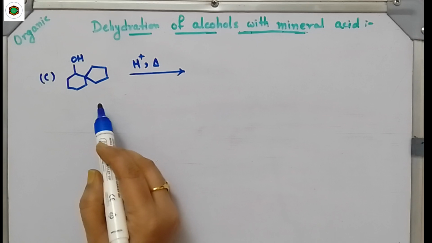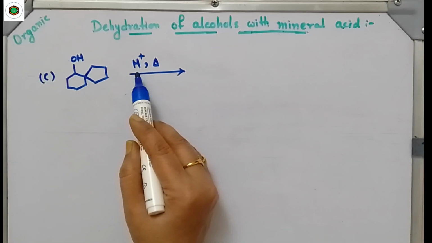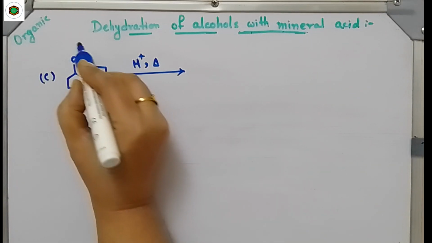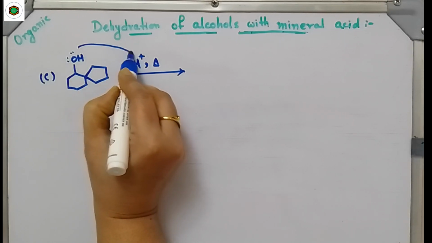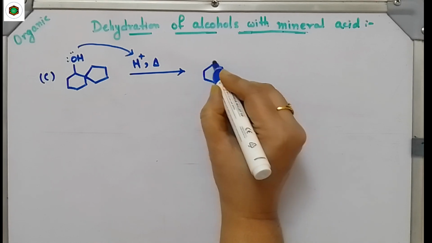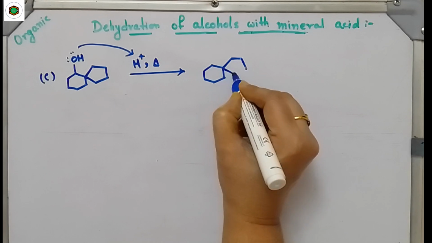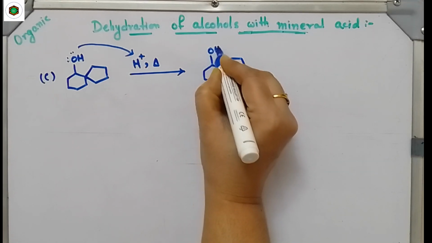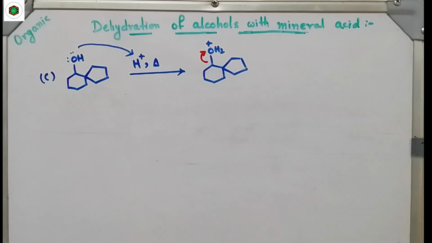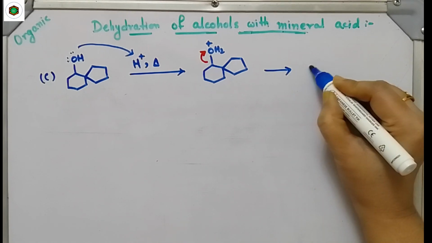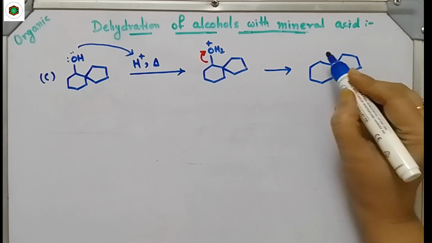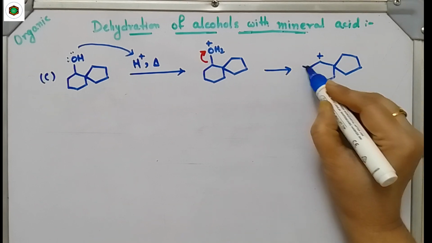Now see the third reaction. This is an alcohol. On the arrow H plus, heat is written, so you have to think about dehydration of alcohol. Same way you have to think, this will be donated to H plus, we will get the protonated alcohol, then this bond will break to neutralize this, and we will get this carbocation.